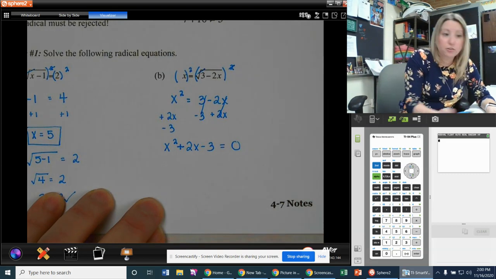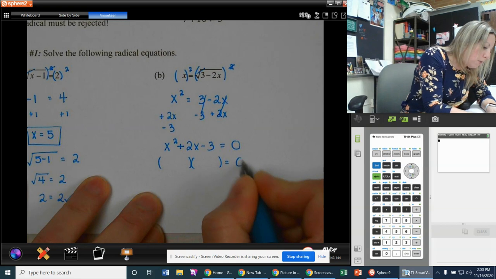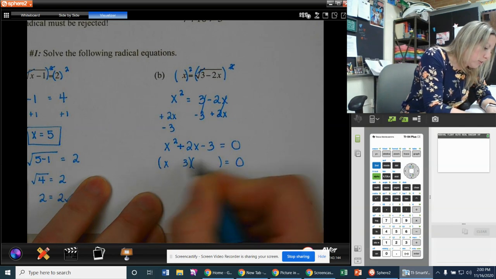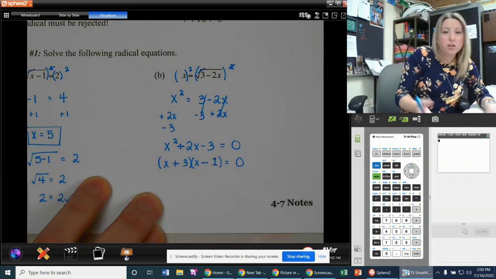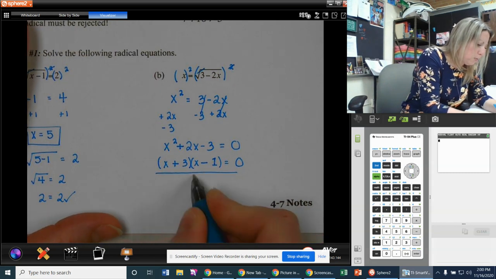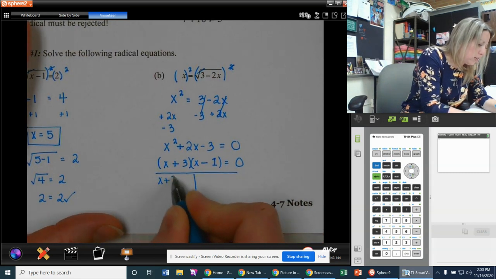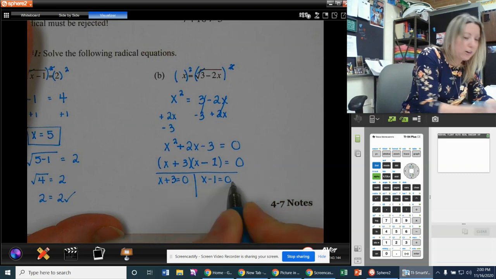And now we factor. What are the factors of 3 that are going to subtract to give me a 2 in the middle? Well, the only factors of 3 are 3 and 1. So just make sure you have your signs correct. Positive 3 and a negative 1 inside the binomials. And now t-chart. Some people are doing some funky stuff with the t-chart, but what you need to make sure you do is set each factor equal to 0.